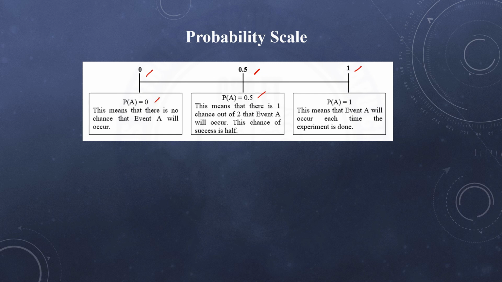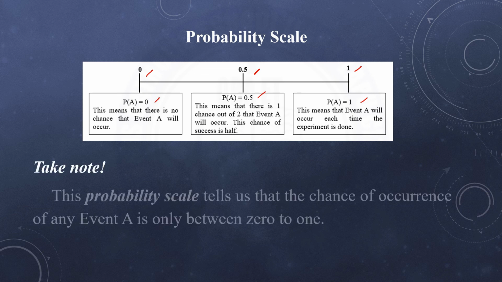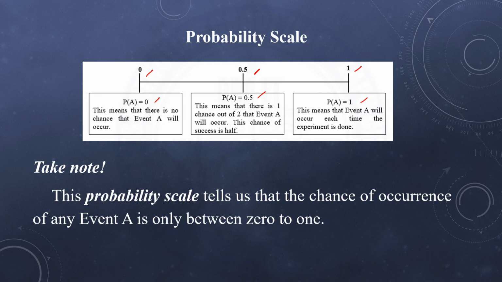If the probability of an event A is equal to 1, meaning that event A will occur each time the experiment is done. Take note, this probability scale tells us that the chance of occurrence of any event A is only between 0 to 1.